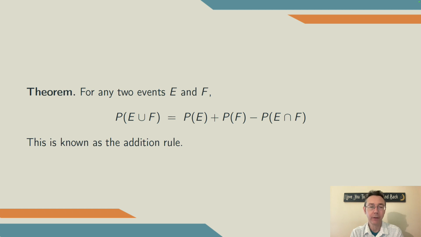Finally, for any two events, E and F, the probability of E or F, E union F, is the probability of E plus the probability of F minus the probability of E intersect F. This is known as the addition rule. The proof's a little bit more involved, so definitely pause the video here and give it a try using some of the techniques we've used up till now in this video.